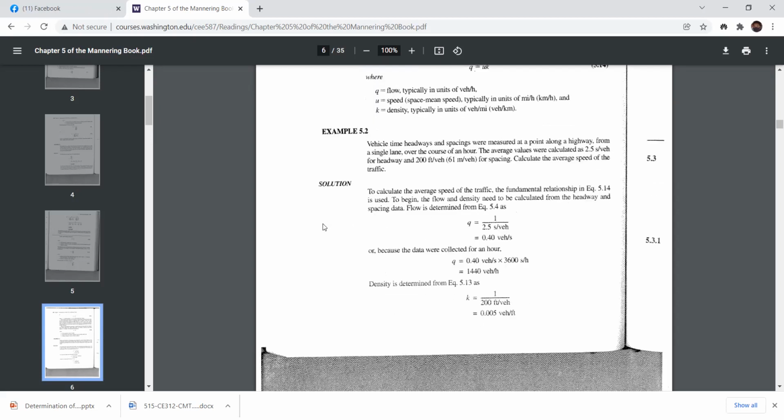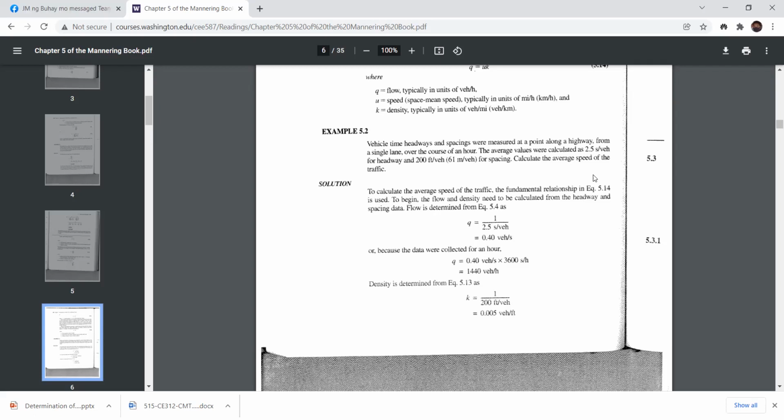So for this example, 5.2: vehicle time headways and spacings were measured at a point along a highway from a single lane over the course of an hour. The average values were calculated as 2.5 seconds per vehicle for headway and 200 feet per vehicle for spacing. Calculate the average speed of the traffic. So we will calculate the average speed of this traffic.